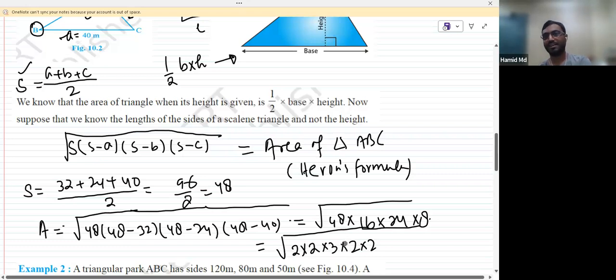So I'll give you the trick. Why multiply all and then take the square root? First, tell me, this prime factorization, is it equal to 48? Then write the next one. 16 is 2 into 2 into 2 into 2. And 24 is 2 to the 3 times 3. Then 8 is 2 into 2 into 2.